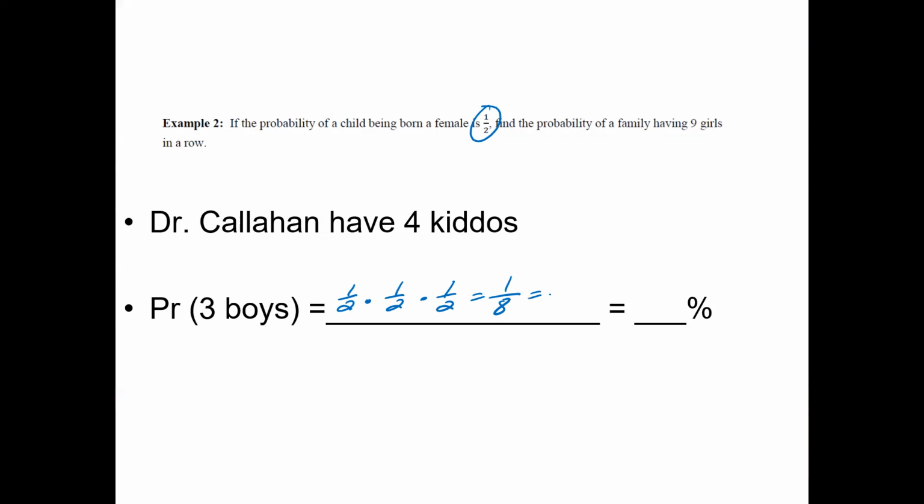which is going to give you 0.125, which converts to 12.5%. So there's only a 12.5% chance of anybody having 3 boys. And then, of course, I have 3 boys. So it was very interesting.